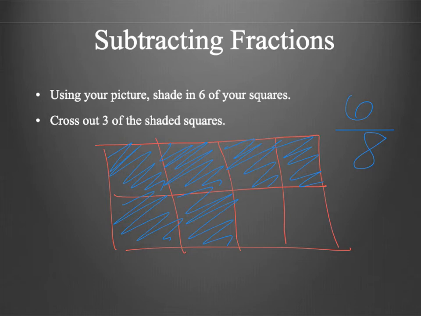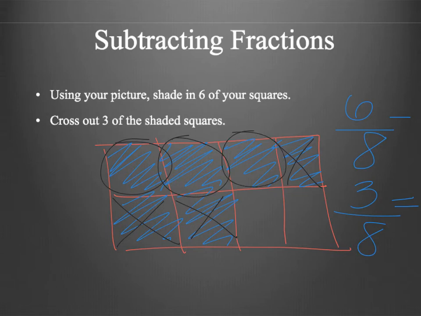Now it says cross out 3 of the shaded squares. 1, 2, 3. So take another minute and figure out what is the fraction of the ones that we took away. If you guessed 3/8, you were correct. So right now we have 6/8 minus 3/8. Now all we have to do is count how many we have left over. 1, 2, 3. And so we know that 6/8 minus 3/8 is 3/8.